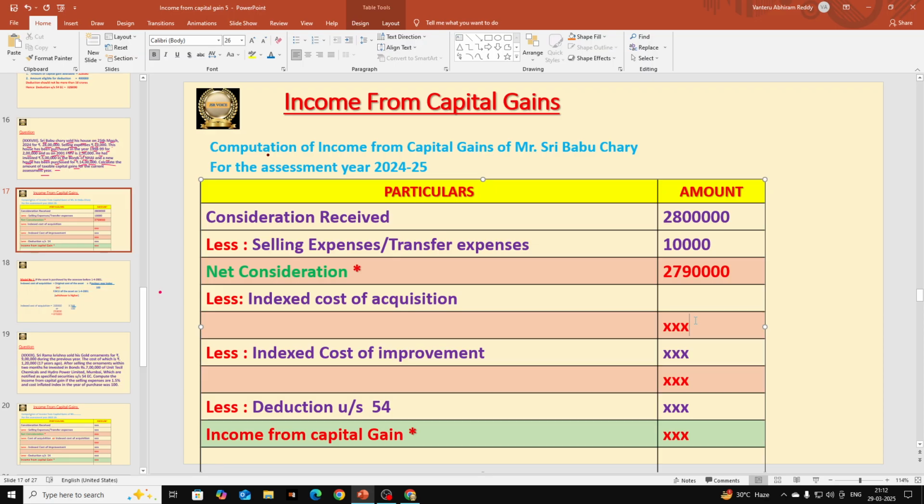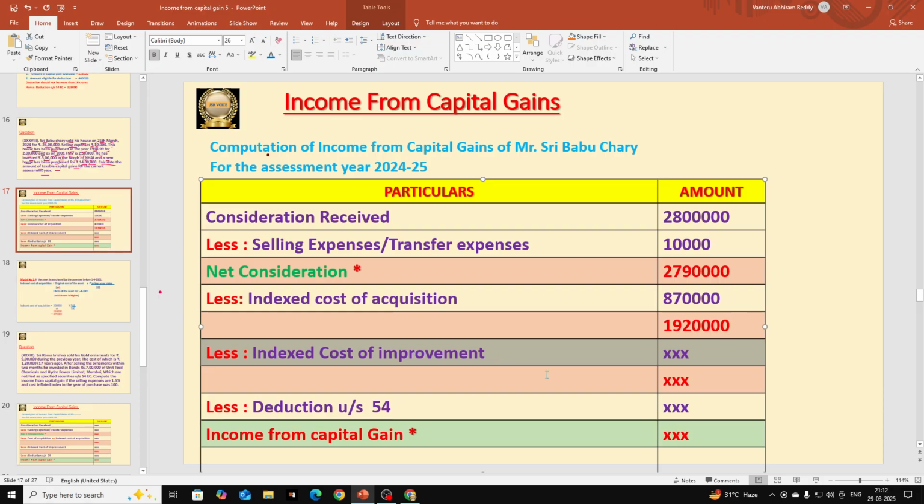So indexed cost of acquisition 8,70,000. And you should deduct that 8,70,000 from 27,90,000. And how much do you get? 19,20,000. Okay, so then again you have to deduct indexed cost of improvement.